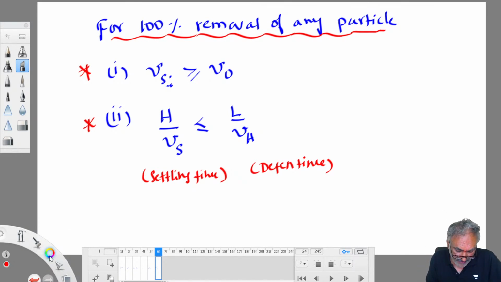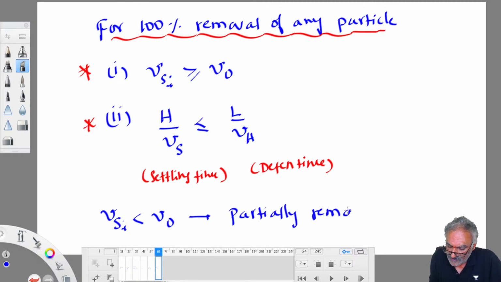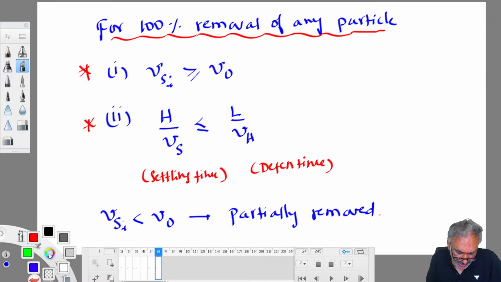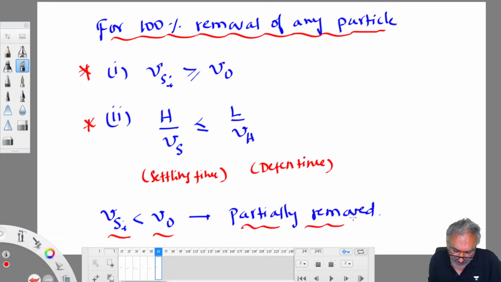Particles whose settling velocity is less than V0 are partially removed. 100% removal is not possible; they are partially removed. So we can equate settling velocity to V0 for the 100% removal condition. Otherwise, Vs is a different parameter, V0 is a different parameter. There is no link between them. We can link these two parameters only for one condition, that is 100% removal. If these concepts are thorough, any problem from any book you can comfortably work out.